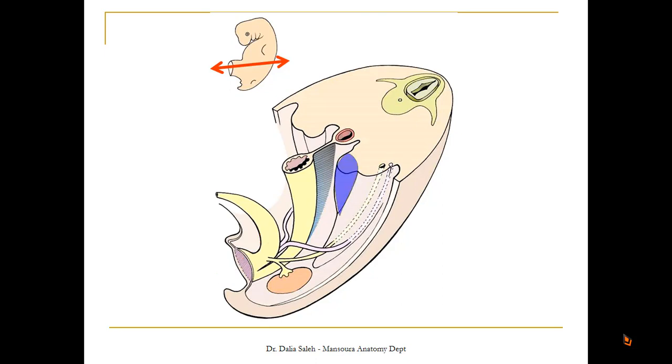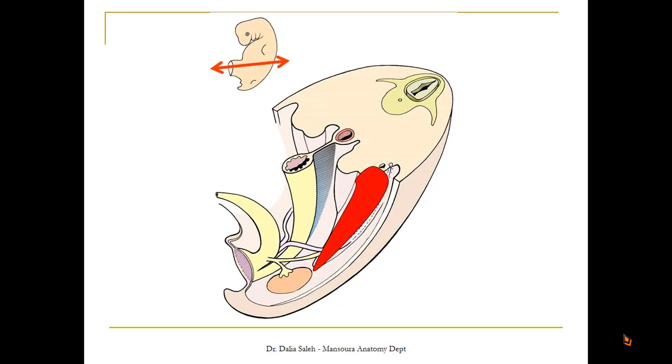Back to the posterior abdominal wall of the embryo. On each side of the dorsal mesentery, we have the area where the gonads develop. This is the genital ridge. Lateral to it is the part where the urinary system will develop. Together they are called the urogenital ridge.